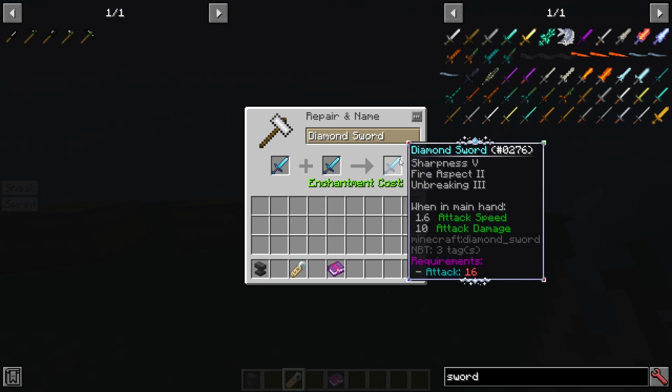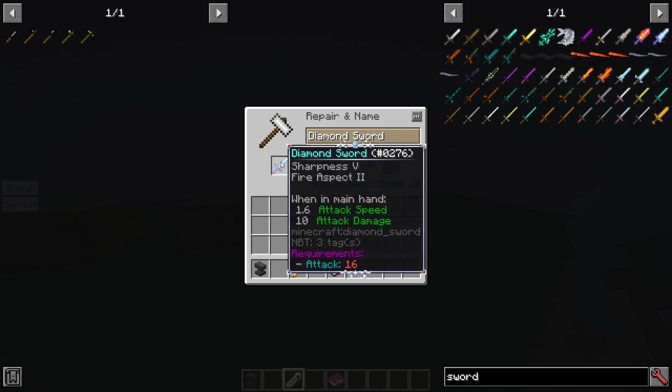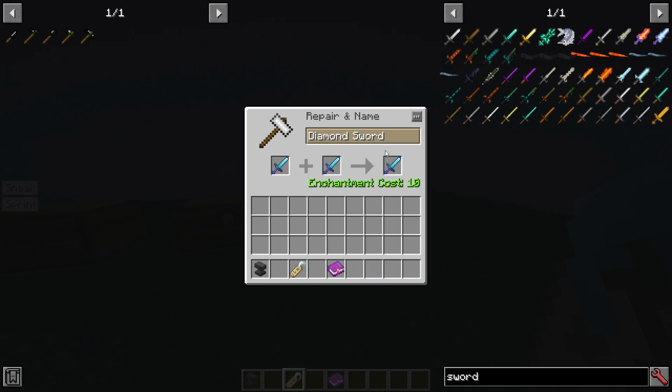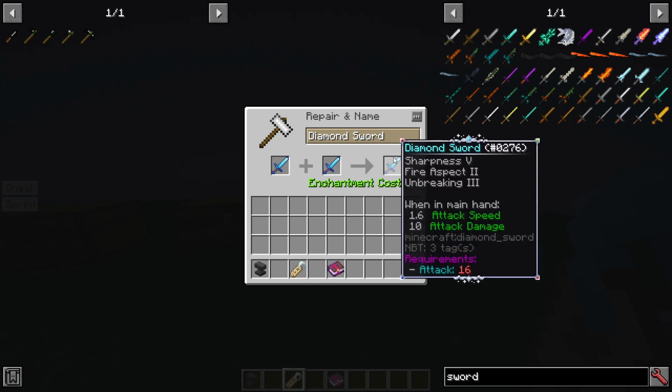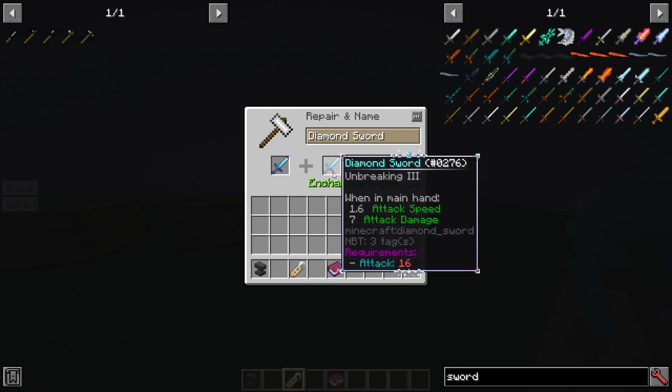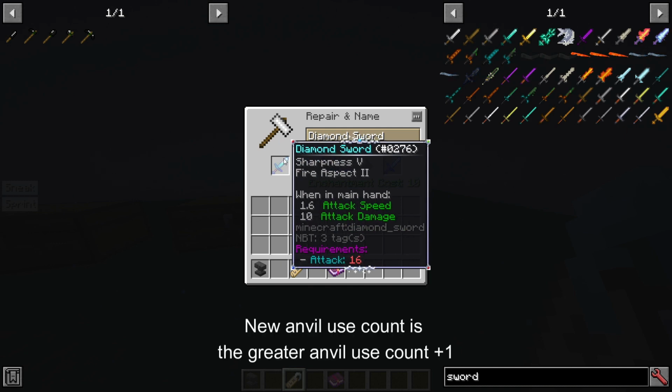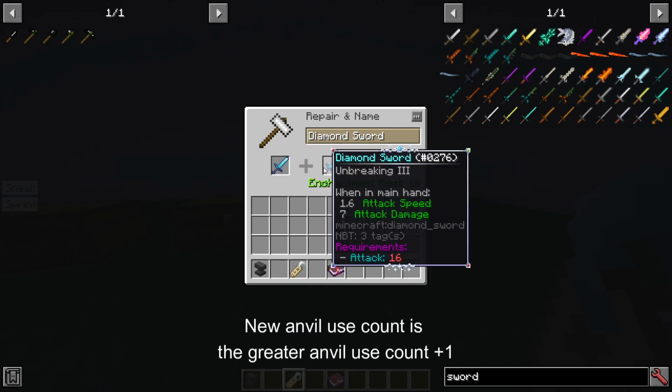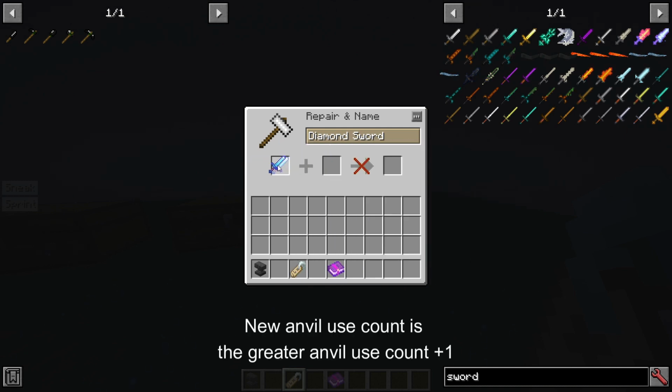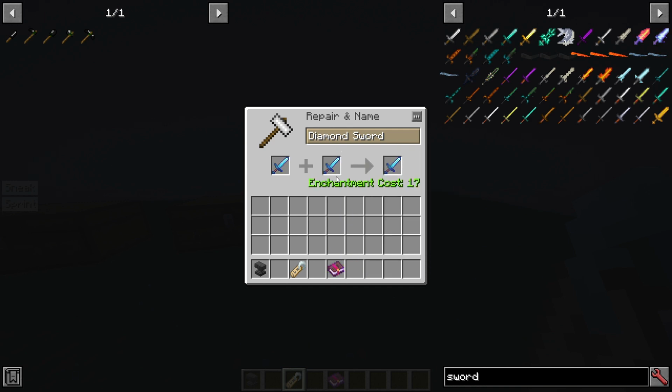This is only 6 levels, plus the 4 levels for the Anvil use cost is 10 levels. Now, if we combine this, what is gonna be the Anvil uses of this item? This has been used once, twice, this has been used once, and this, well, it's definitely 1 more, but 1 more than 1 or 1 more than 2? Well, it's 1 more than 2, and it doesn't matter in which order we do this.